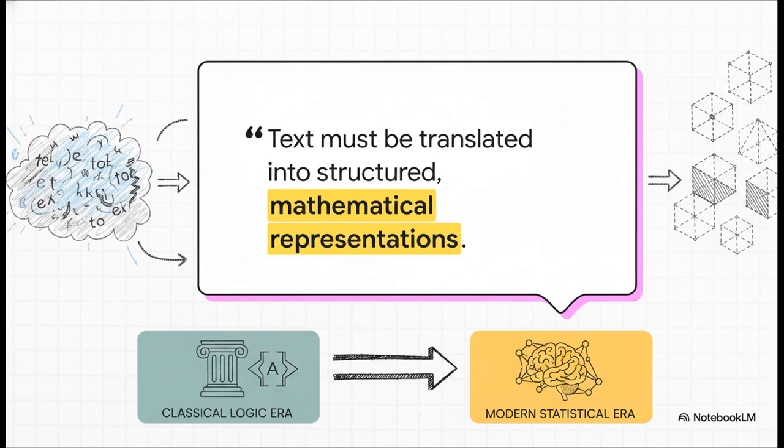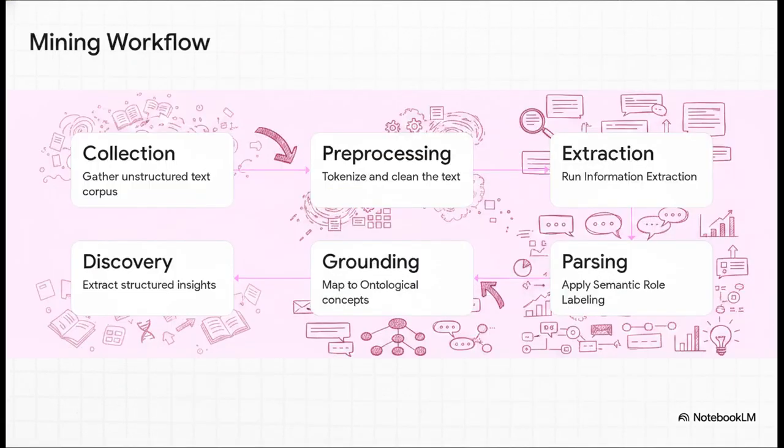The text must be translated into structured mathematical representations. This was the big pivot. We moved from the classical logic era to the modern statistical era. Bottom line, machines don't read words, they read numbers. To make that mathematical translation happen, unstructured text is put through a rigorous assembly line.